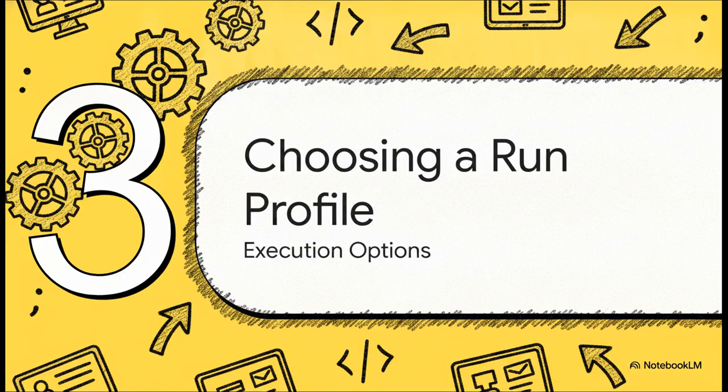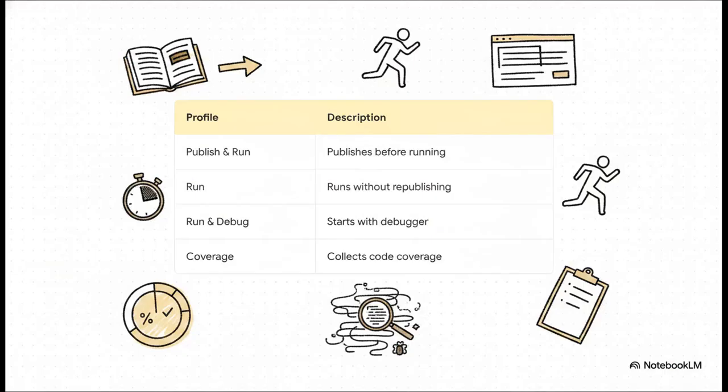All right, next up is Section 3, choosing a run profile. Okay, so you have 4 distinct run profiles right at your fingertips. First, publish and run. This is your default setting. It publishes the test project and any changed dependencies before executing. Now, if you know you don't need to republish, just select Run. And hey, pro tip here, don't make the rookie mistake of constantly republishing when you haven't changed anything. It is a massive waste of your time.